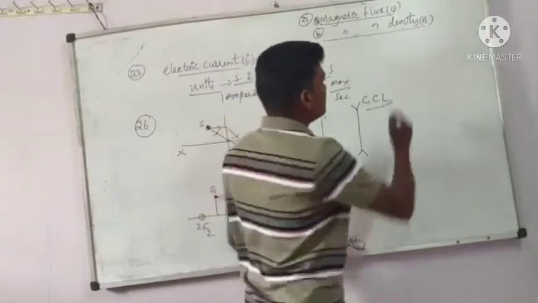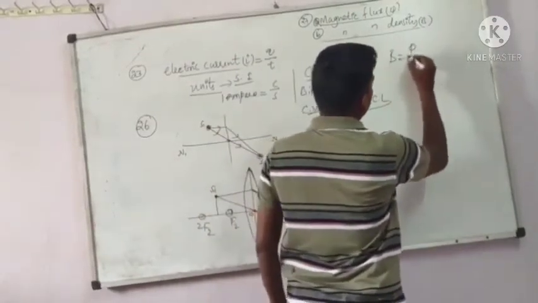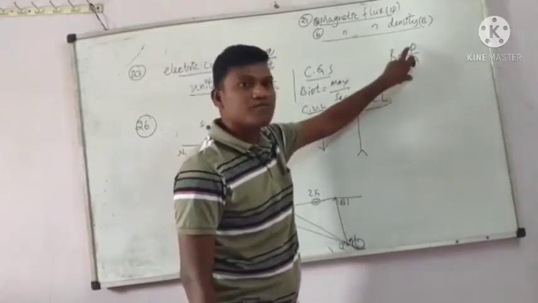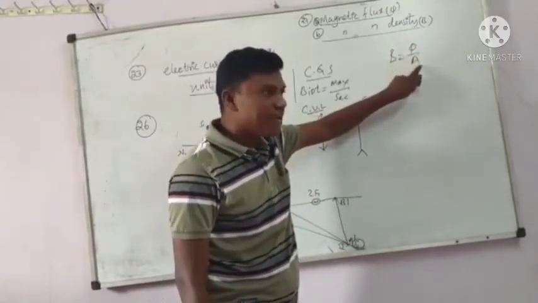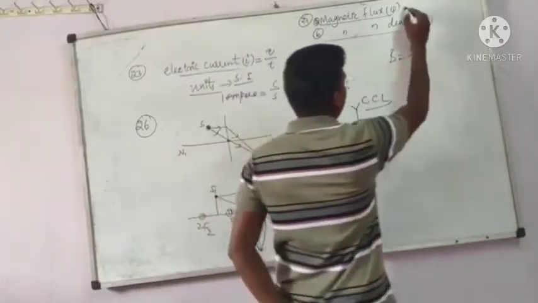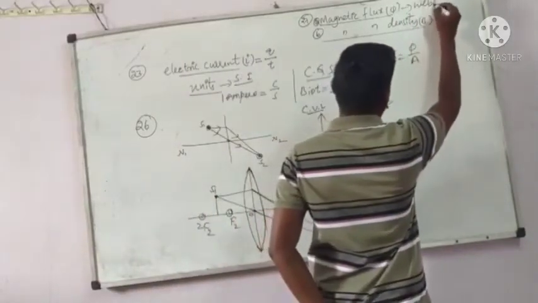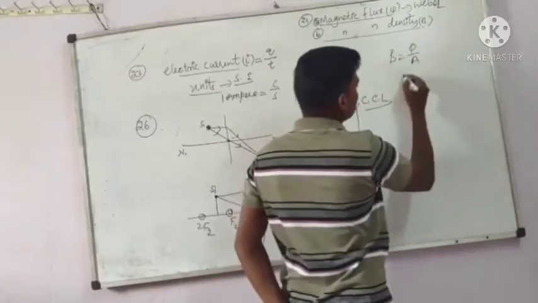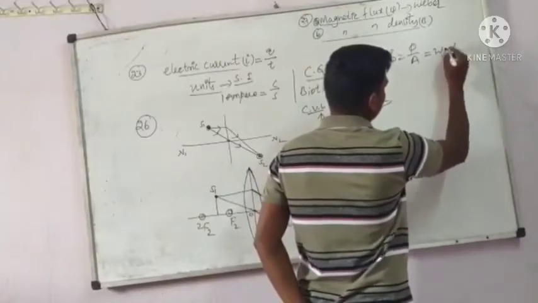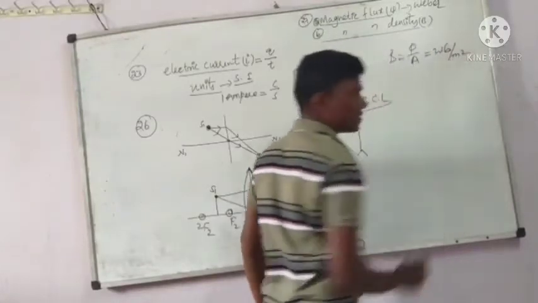Magnetic flux density B is equal to phi upon A. It is nothing but the magnetic flux per unit area, which is called flux density. We know what the SI unit of flux is: Weber. And the SI unit of flux density is Weber per meter square.